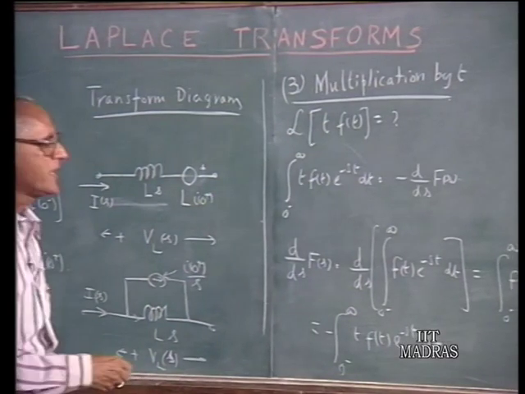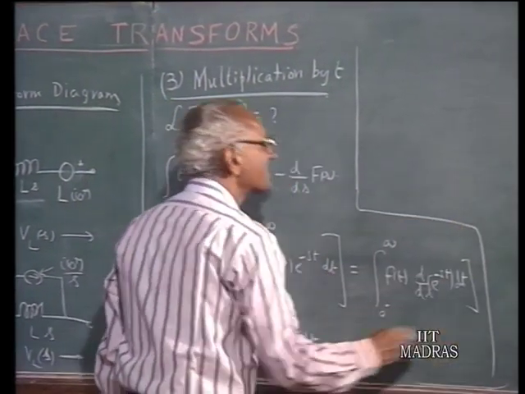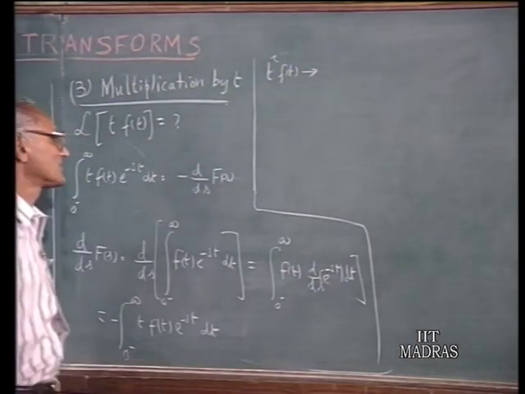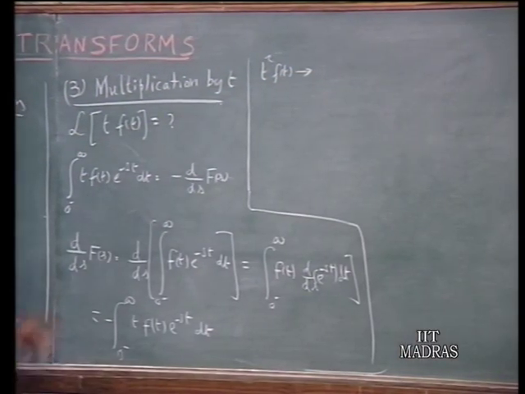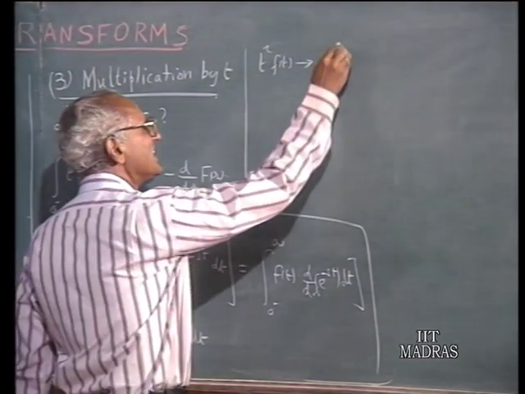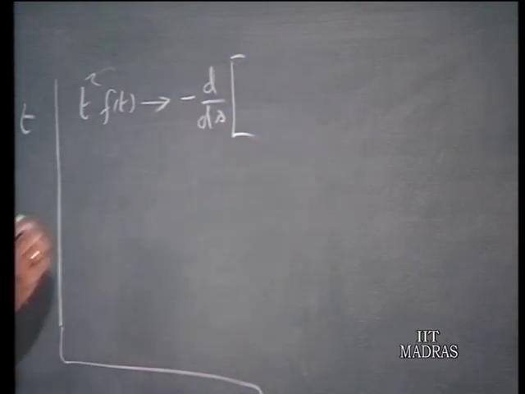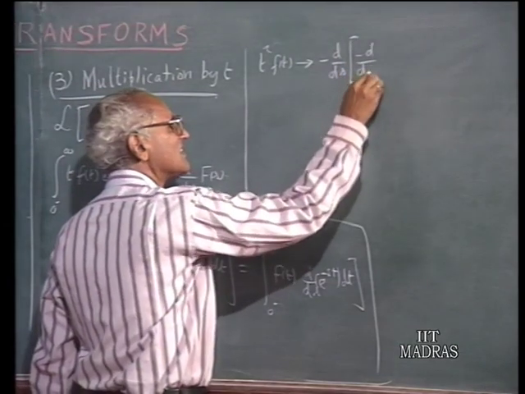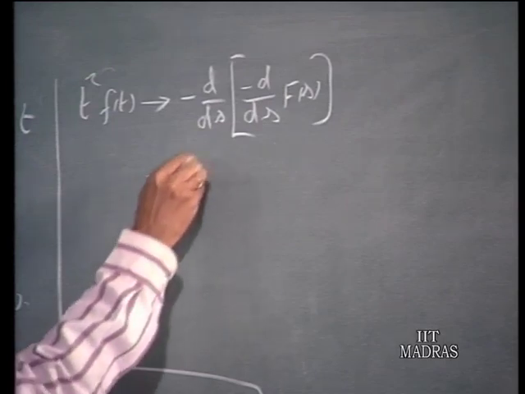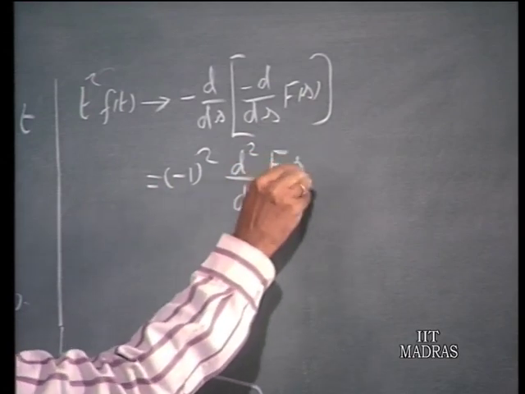Now, based upon this, let me extend this result. Suppose I take t squared f(t), then t f(t) is minus d by ds of F(s). Therefore, I must write minus of d by ds of the Laplace transform of t f(t), which is minus d by ds of F(s). So, this will be minus 1 squared d squared by ds squared. That is how it will be.